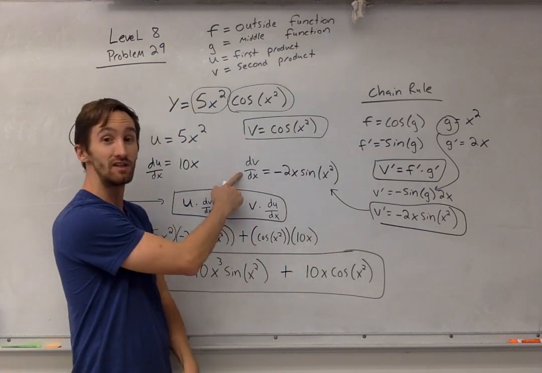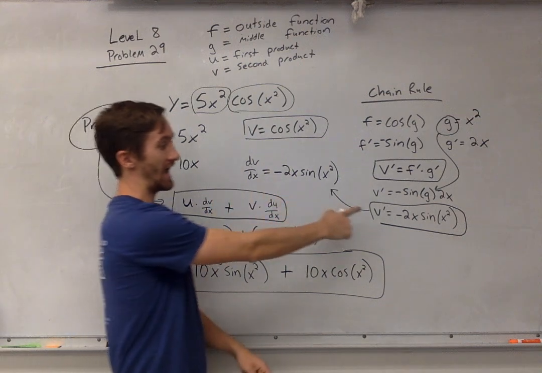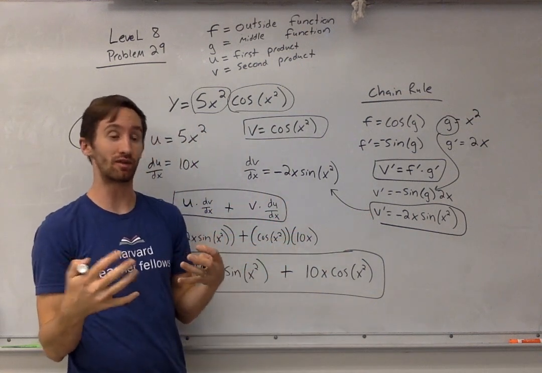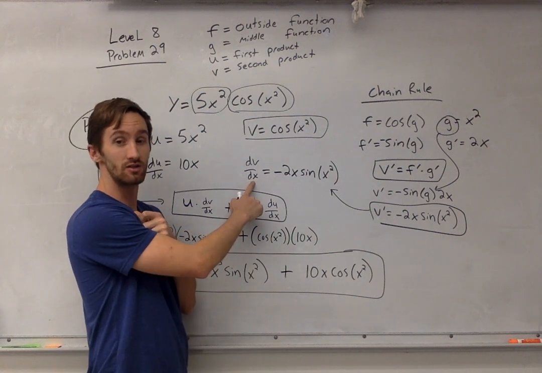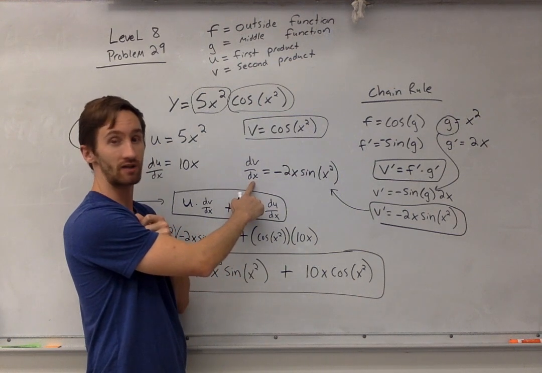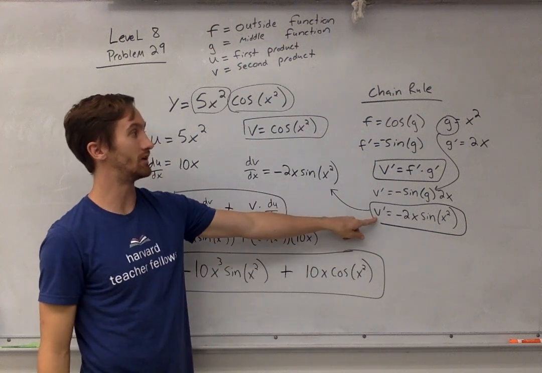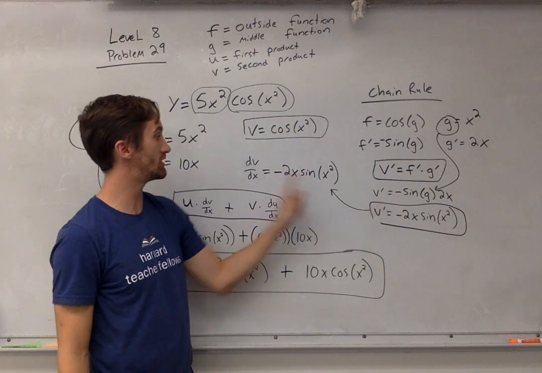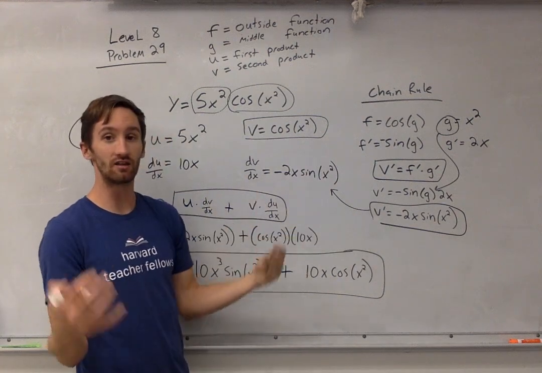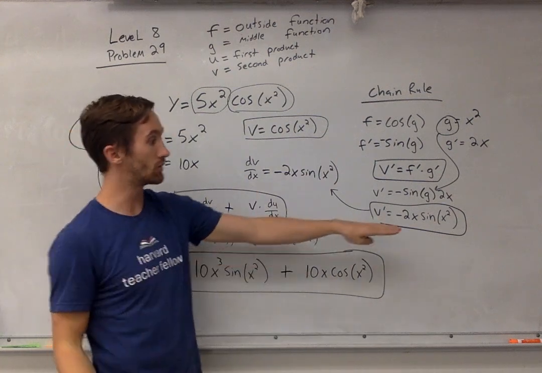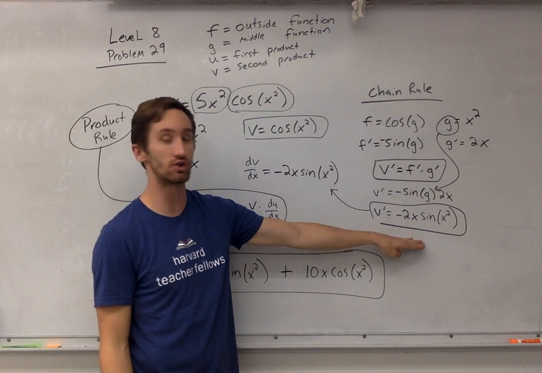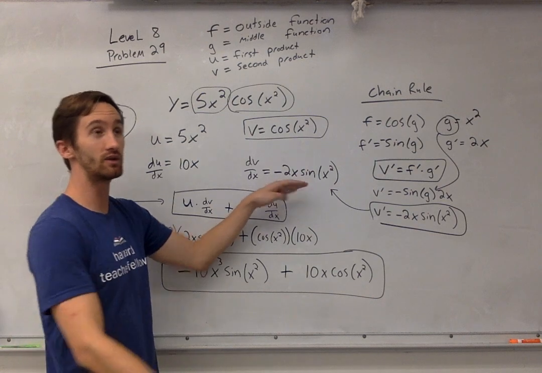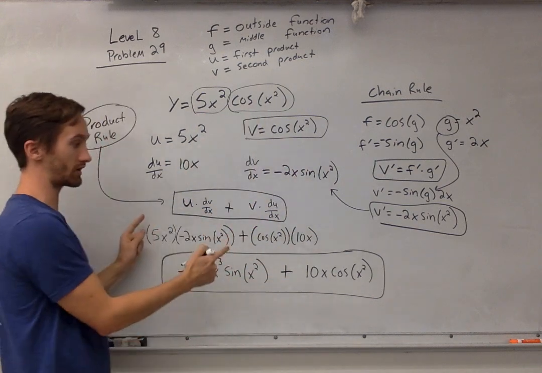And you'll notice that's what goes in here, because dv over dx and v prime are just two ways of writing the same thing. This means the derivative of v with respect to x. These are just two different notations for saying the exact same thing. So we have found the derivative by doing chain rule. That gets put in here, and then we start going again with our product rule.